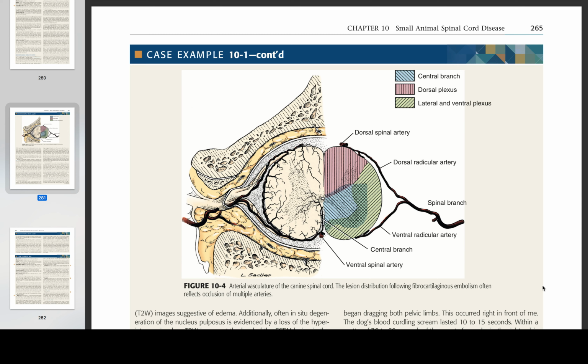Because of the extensive collateral circulation to the spinal cord, multiple blood vessels must be compromised to cause the degree of infarction and severe clinical signs seen in dogs similar to Brittany. This suggests that a sudden shower of emboli must occur at one time. At autopsy, these emboli may be found in many blood vessels in or near the lesions.